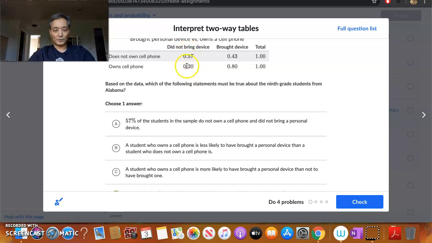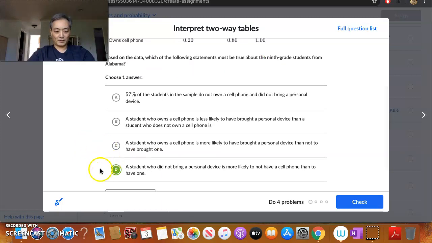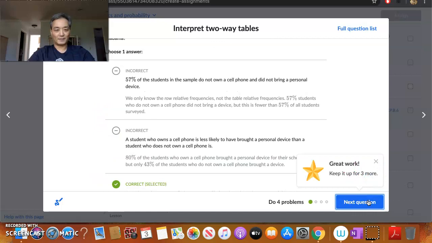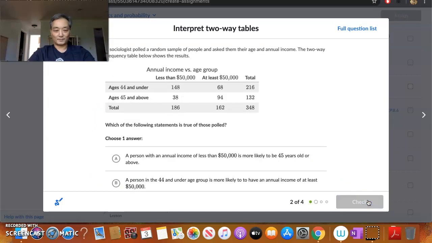Of those students who did not bring a cell phone, more are likely to not have a cell phone than to have one. Again, we cannot make this comparison because this does not refer to the whole. Okay, these are not percentages of the whole. These are just percentages of the rows. So again, our only choice is C. All right, guys, let's look at the next one.